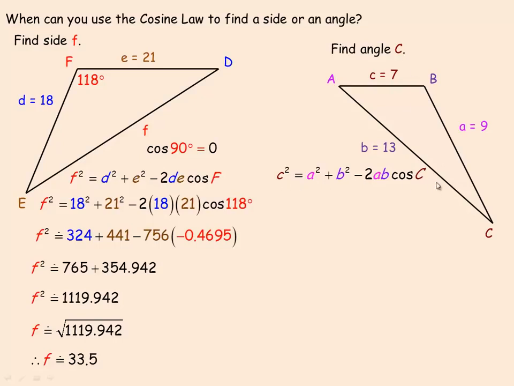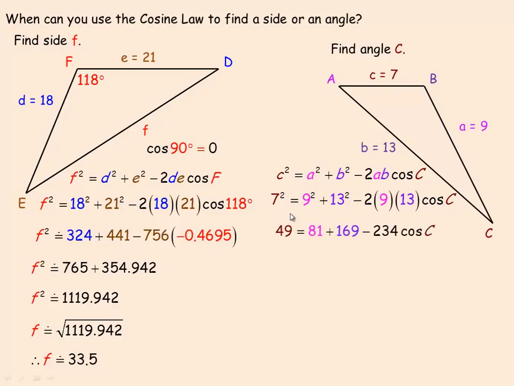So notice that in this formula, you know side C is 7, side A is 9, side B is 13. So you have all this other information. So we're back to, we have an equation, we know everything in it except what we're trying to find, so we can find that angle C. So we fill in all the values. Side C is 7, again side A is 9, side B is 13, of course 9 and 13 same as these two here, times the cosine of angle C.